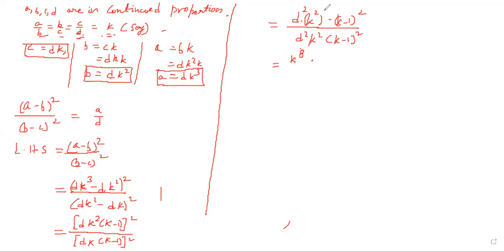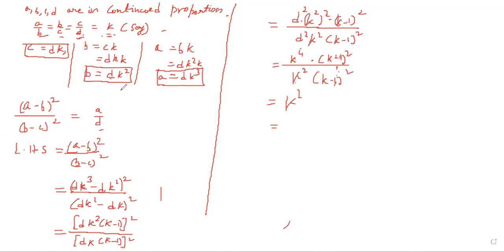As I have told you earlier, it is very easy to find your mistakes. Man is made for doing mistakes. D square is cancelled out. K square whole square is K to the power 4 into K minus 1 whole square over K square into K minus 1 whole square. So K minus 1 whole square is cancelled out. K to the power 4 upon K square is K square.